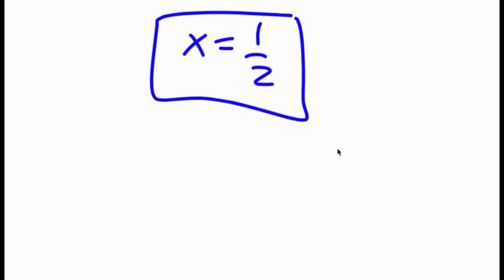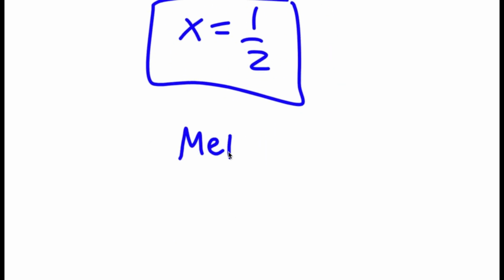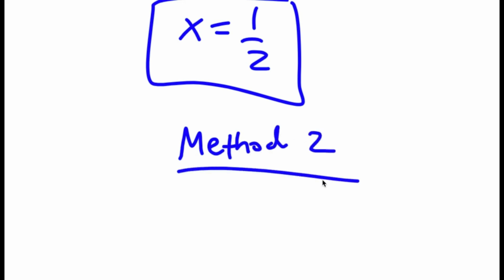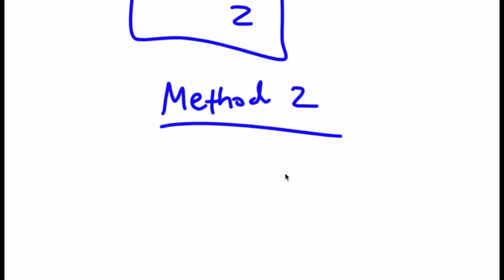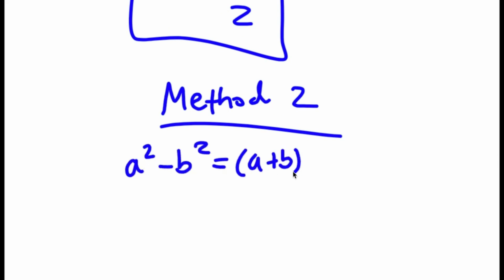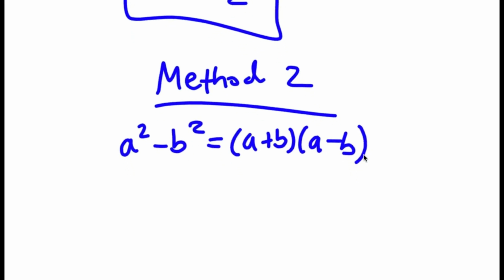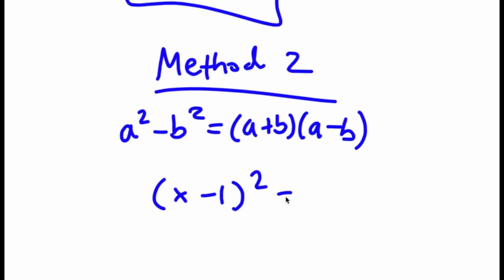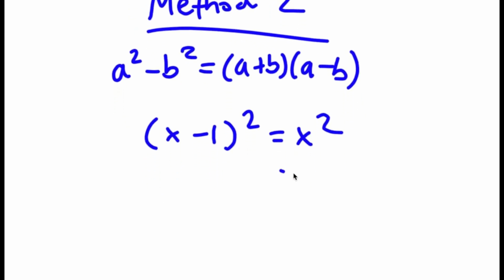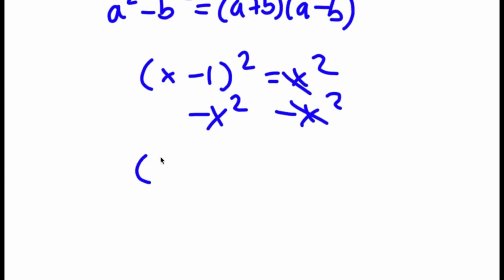Now, my second method for solving this problem: if I have something in the form a² - b², this is equal to (a + b)(a - b). So our equation is (x - 1)² = x². So I can actually subtract x² on both sides. So now I have (x - 1)² - x² = 0.